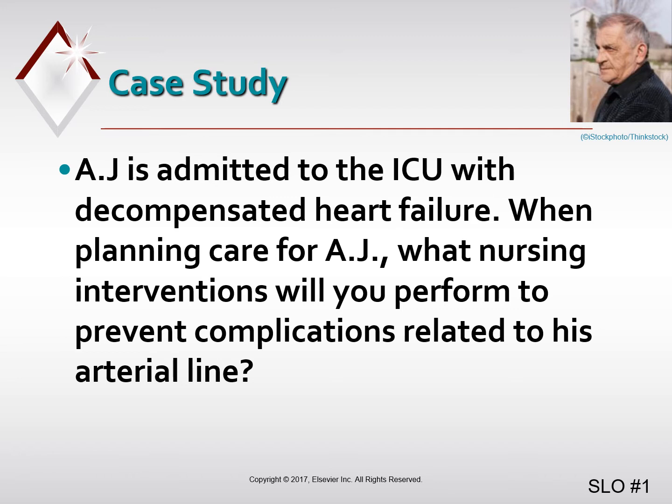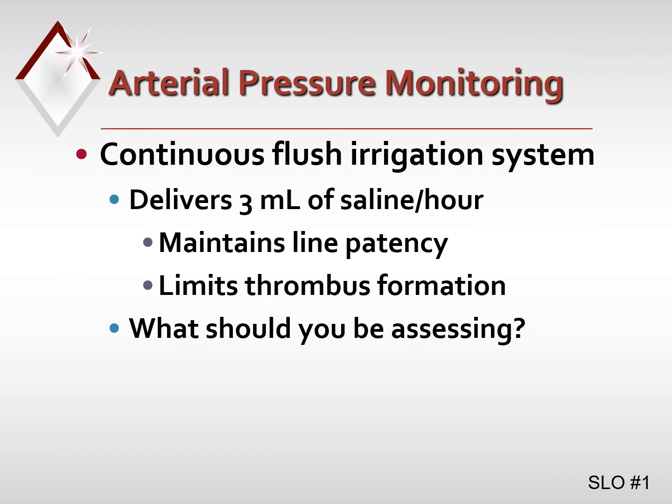So our continuous flush irrigation system, we have that setup that's delivering those 3 mLs of saline per hour, keeping the line patent, limiting thrombus formation as well. Okay, so what we should be assessing as the nurses is we want to make sure that the flush bag contains whatever amount of saline it's prescribed for. So if it required a 500 ml bag or a liter bag. And we also want to make sure that that pressure bag is always inflated to 300 millimeters of mercury. Anything less than that, they're not going to be getting the full 3 mLs per hour.